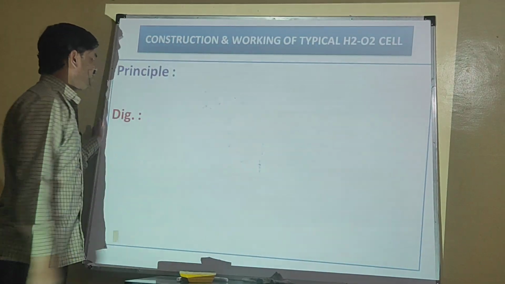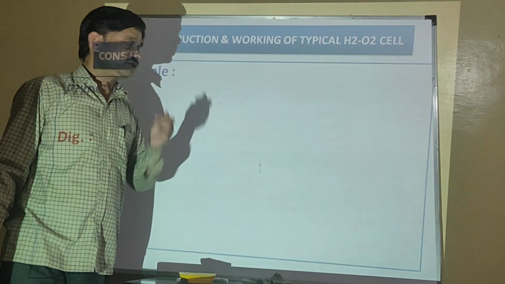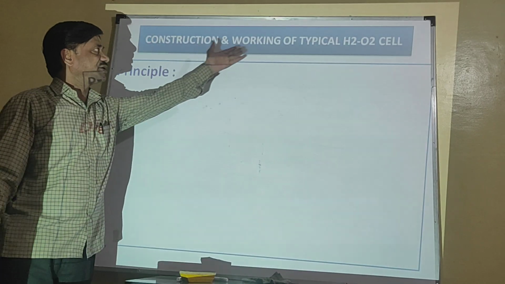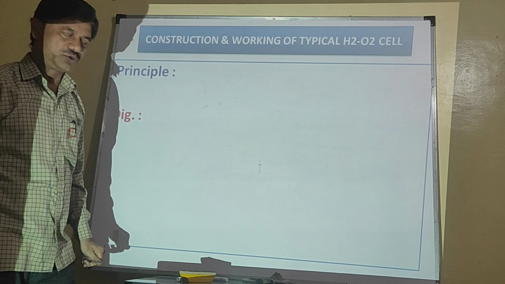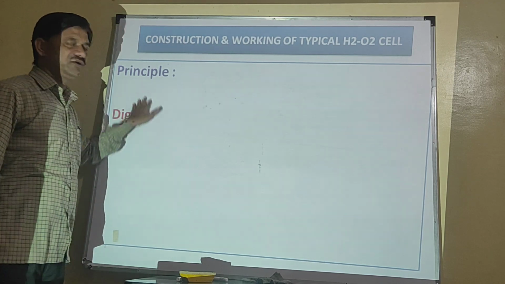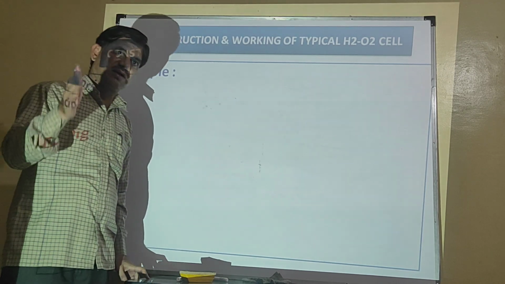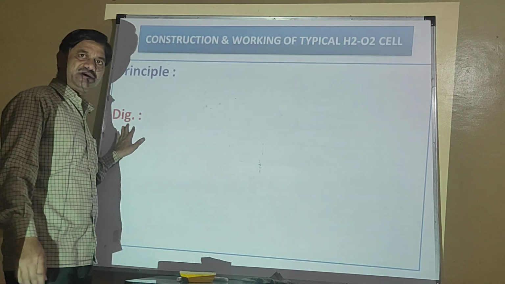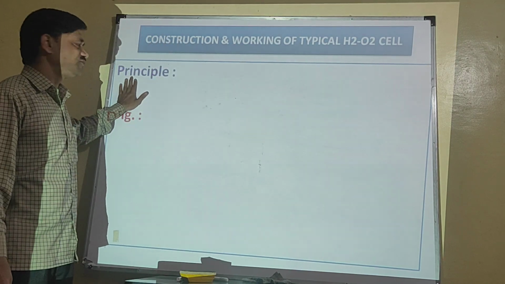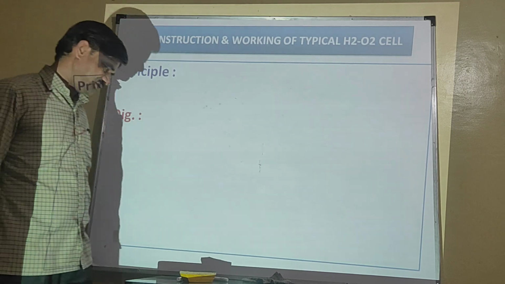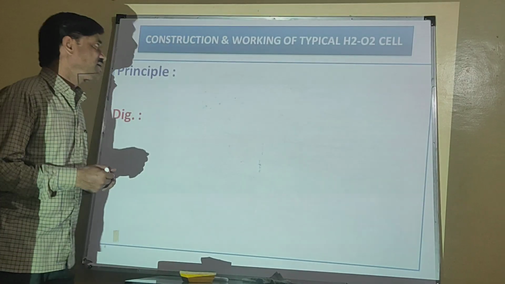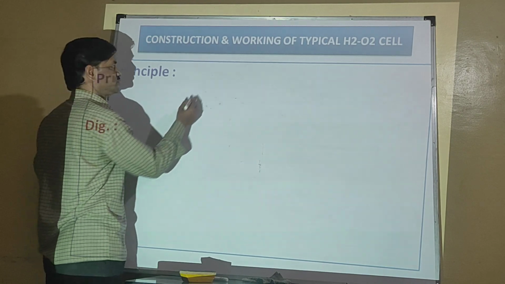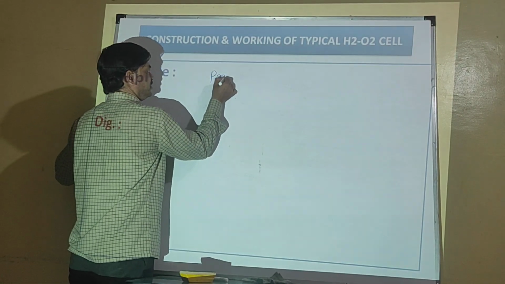In board exam there is an important part, that is the broad question. Describe construction and working of which one? Typical H2O2 cell. So in a similar manner we have to write principle, diagram part, construction, working, reaction, etc. So remember the broad question. First of all we are dealing with principle.